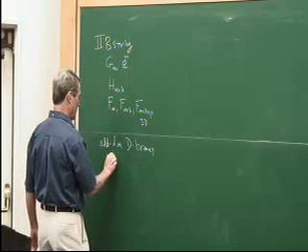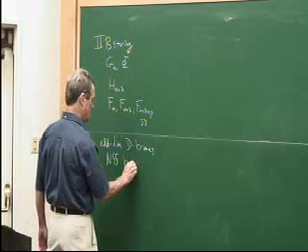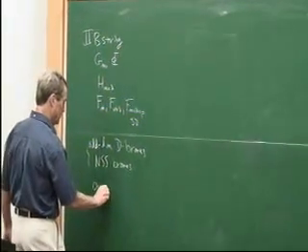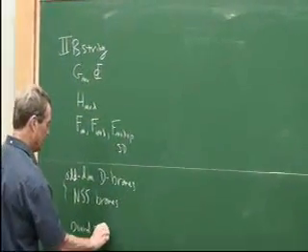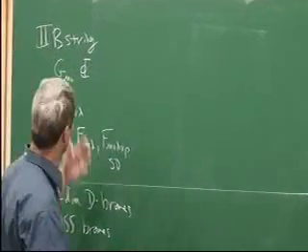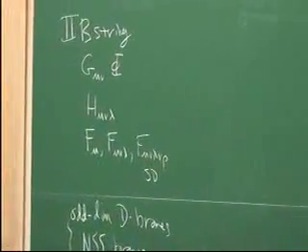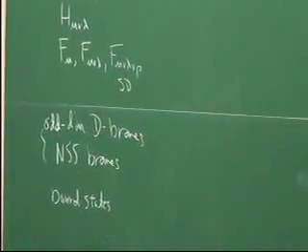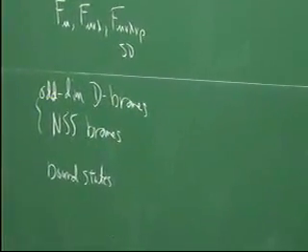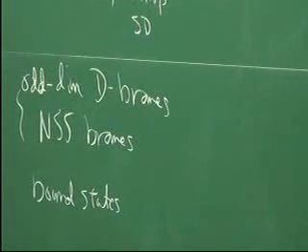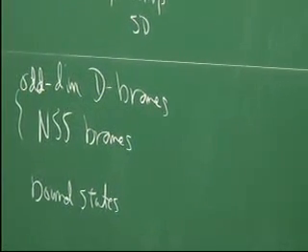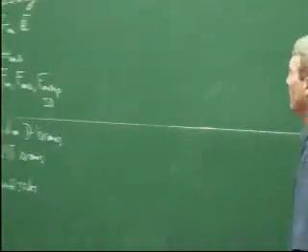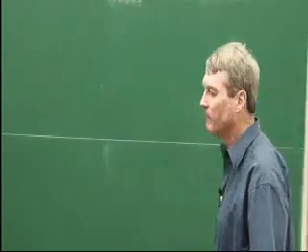And then there are odd dimensional D-branes. There are NS5 branes. There are bound states of these. There are probably more things I'm forgetting. But all of these things have some role to play in the duality. They all in various ways are reflected by physics in the gauge theory. We won't discuss all of that, especially the branes won't play a big role for us, but it's all there.